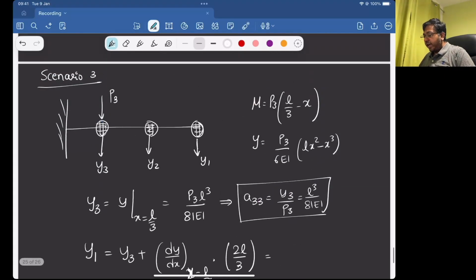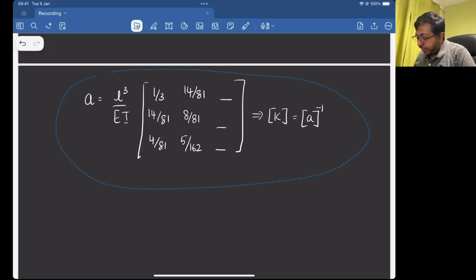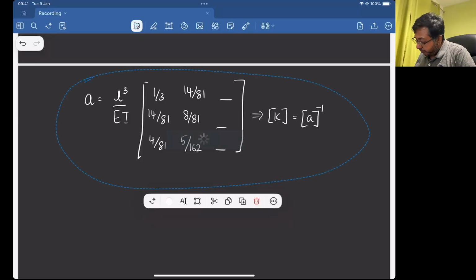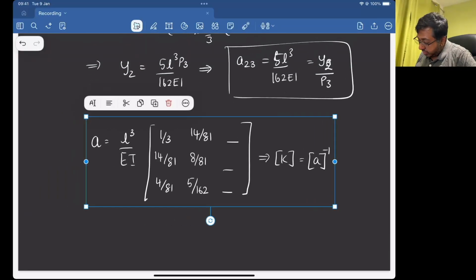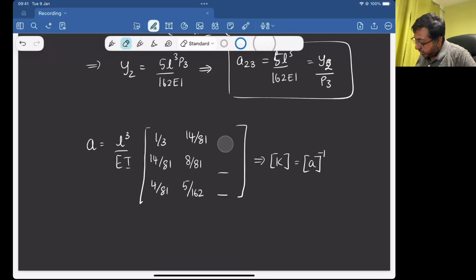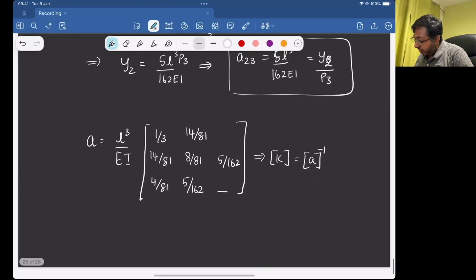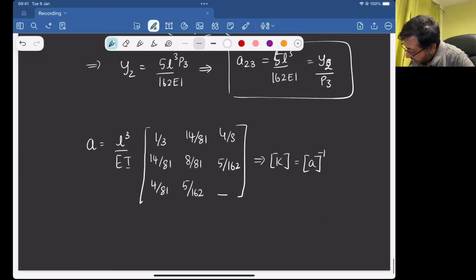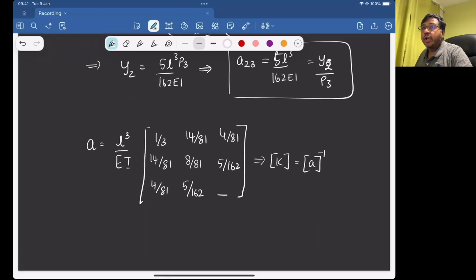Okay, so now let's copy back our flexibility matrix and see if we can fill up the rest of the matrix, and see how to go ahead with that. So finally, I'm going to fill in the things that we have already done. I already have A23, which is nothing but 5 divided by 162. A13 is 4 by 81. And A33 is 1 by 81, if I'm correct.